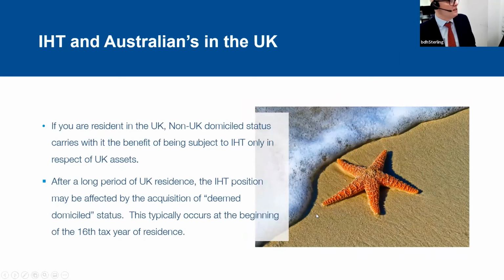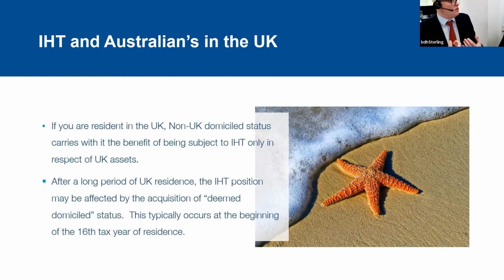So if you're a resident in the UK, non-UK domiciled status carries with it the benefit of being subject to IHT only in respect of UK assets. So for those Australians that are coming over to live here in the UK, anything you build up in the UK, or maybe you retain in the UK, would be considered for UK IHT purposes. But everything else worldwide, everything you retain in Australia, certainly to start off with, wouldn't be considered.